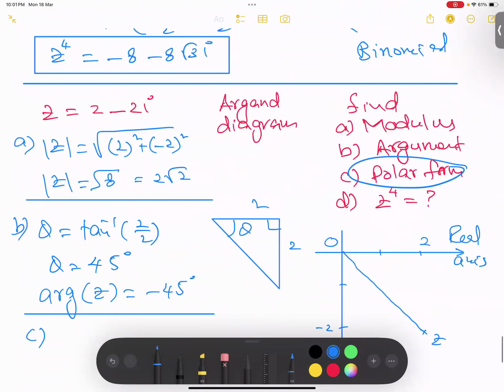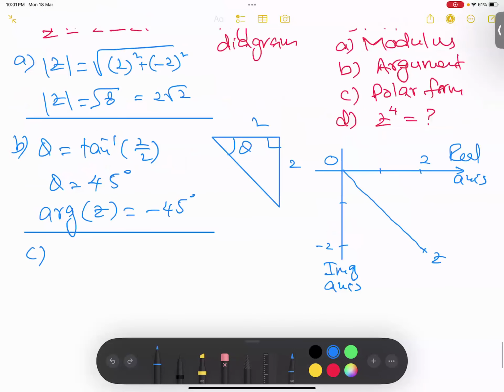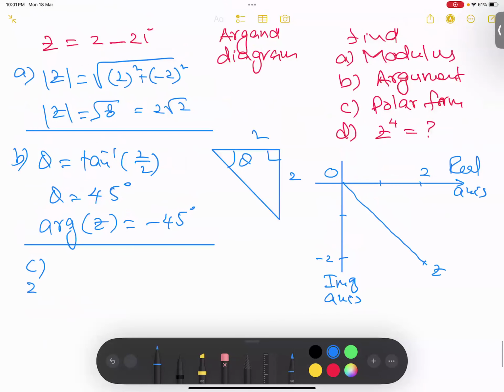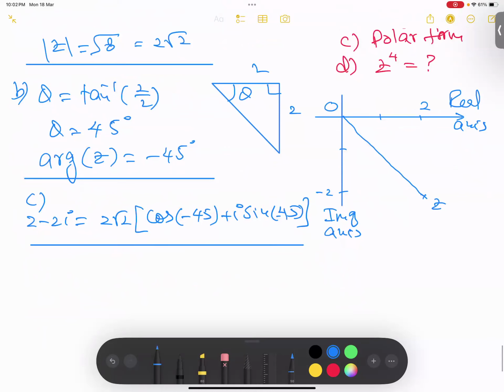Part number 3, polar form. And polar form, you just know it. So I'm looking for what? The complex number 2 minus 2 iota is actually equal to the modulus, 2 root 2, I'm writing outside in a bracket, cos argument plus iota sine of argument. And I believe this is nothing hard up till now. So polar form is done. Alhamdulillah rabbil alamin. The signs remain the same.